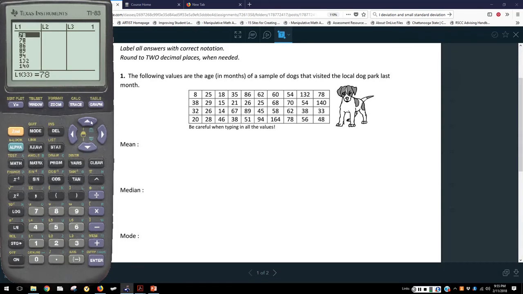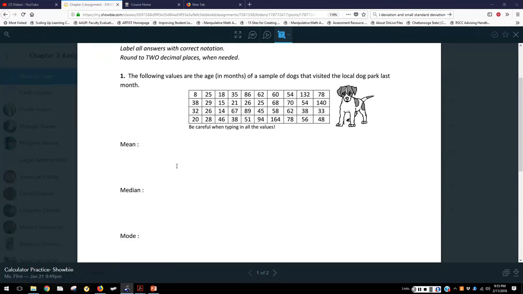So now I know, having scrolled through all the data and looked at the counts, that the mode for the dog's ages is 38 months, because 3 of the dogs were 38 months old. So we determined what the mean was, the median, and the mode was 38.